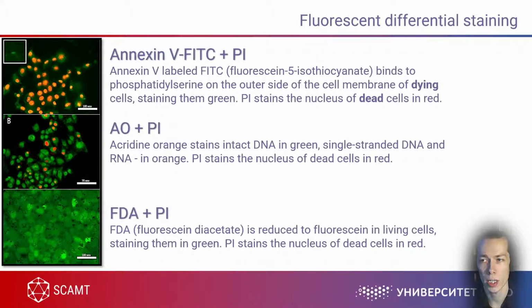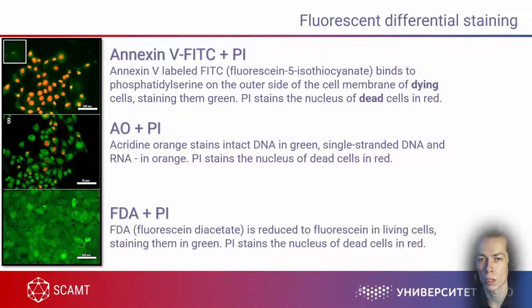So fluorescent staining is usually called fluorescent differential staining, because it is used to differentiate some cells from other cells, or dead cells from living cells, or some subpopulations from other subpopulations. Because it is used to differentiate something, it is called differential staining. And one of the most common types of this differential staining is so-called live-dead staining, which differentiates live cells from dead cells.